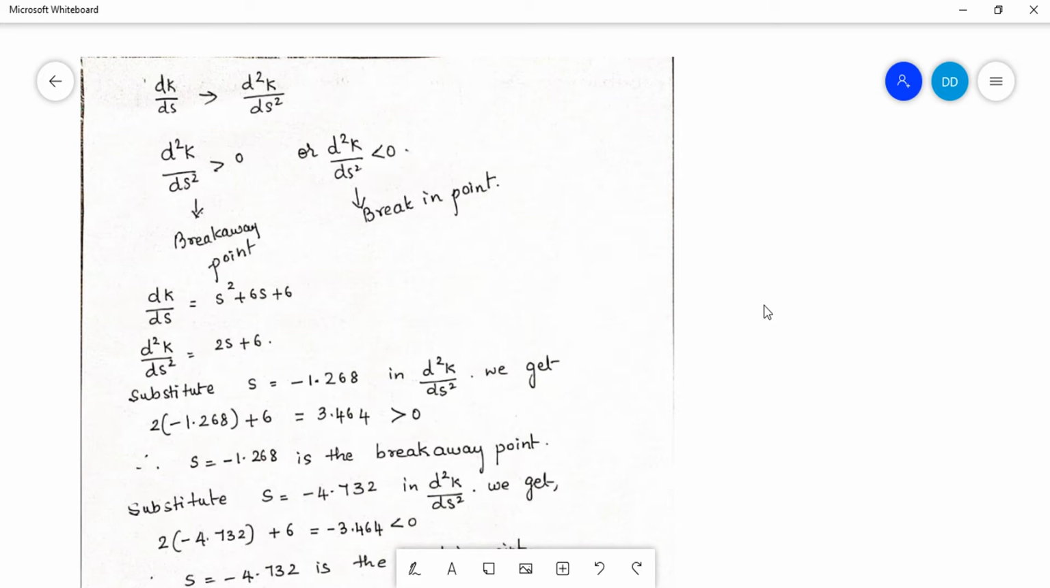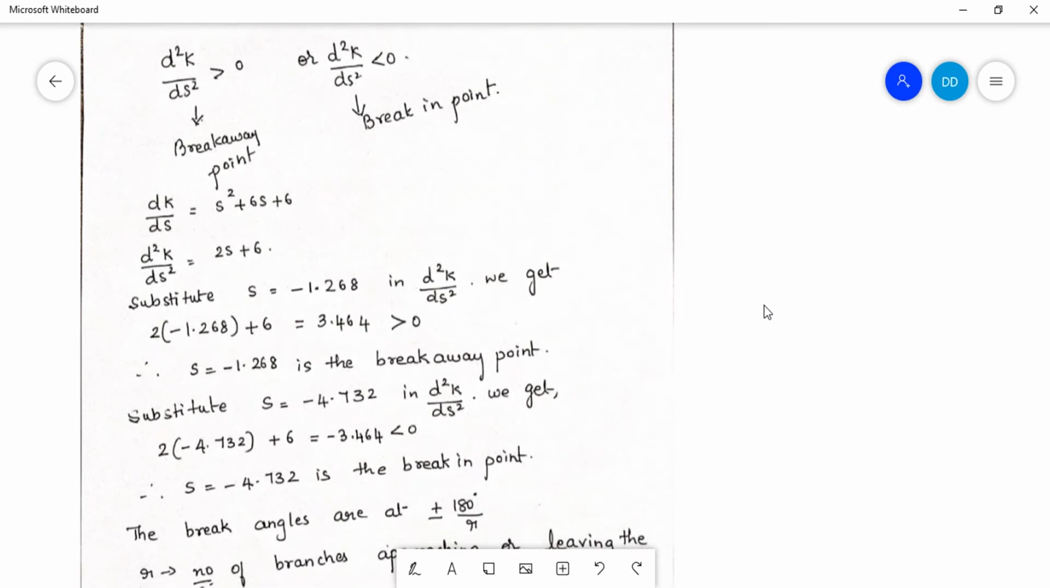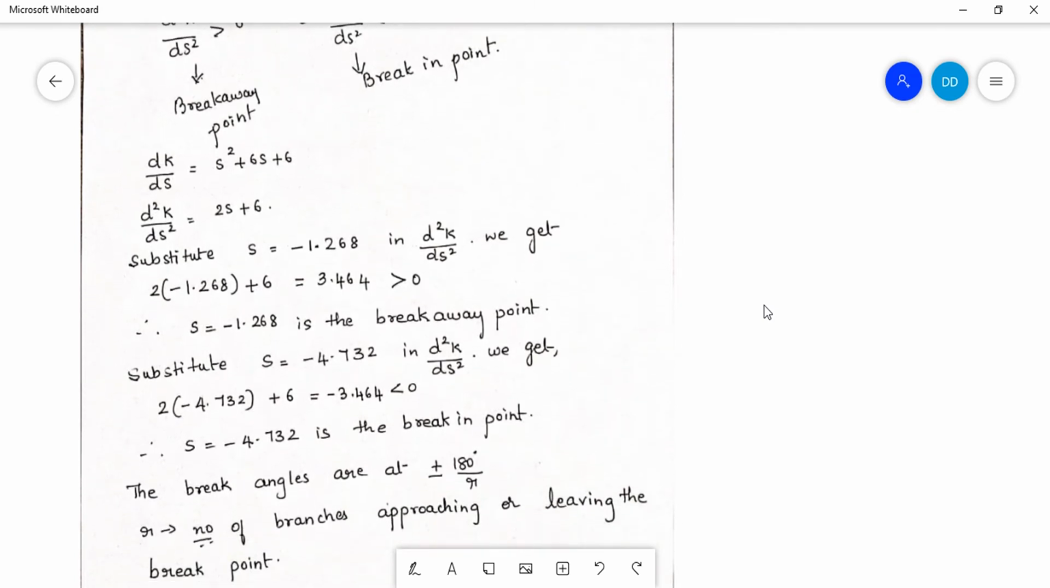Similarly, substitute s equal to minus 4.732 in d square k by ds square, which is 2s plus 6, for which we get minus 3.464, which is less than 0. Less than 0 means it is a break-in point. So minus 4.732 is break-in, whereas minus 1.268 is breakaway.